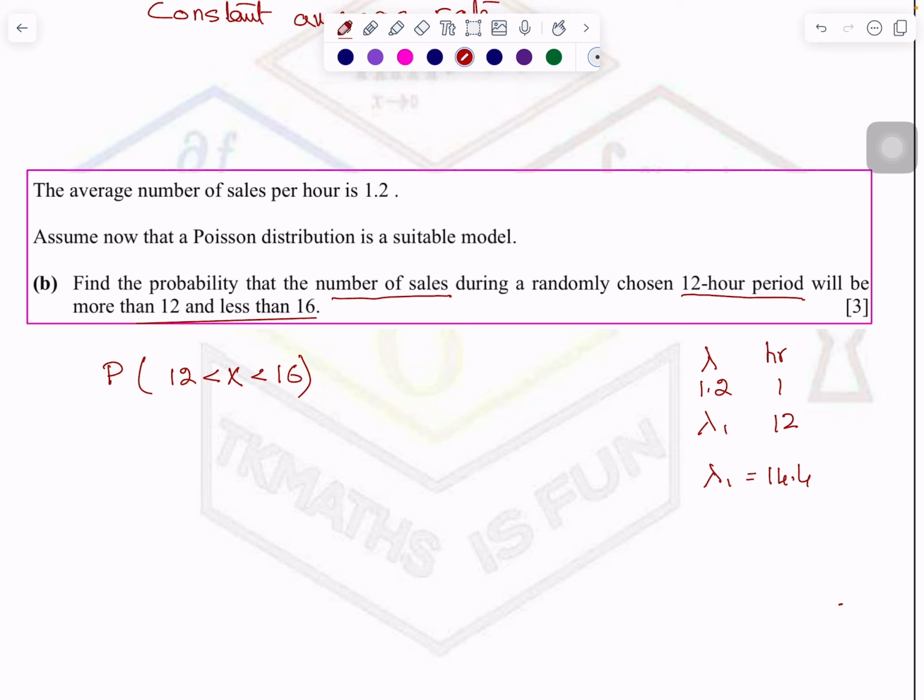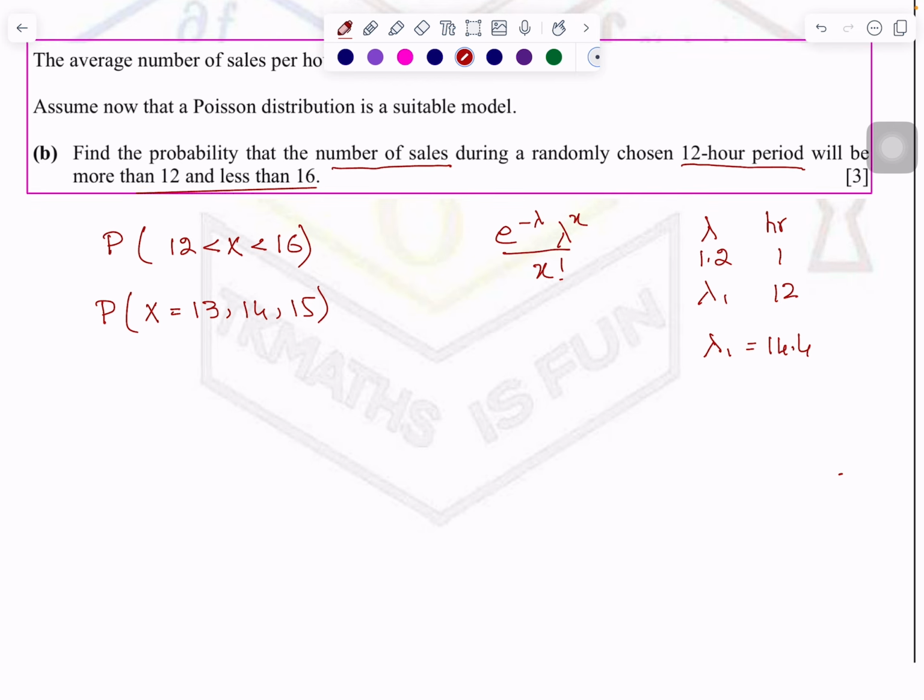So lambda is 14.4. And how will you calculate the probability? The formula you know, e to the power minus lambda, lambda to the power x over x factorial. This is the formula you use. Because there is no equal to sign here and here, you will not include 12 and 16. So it will be basically for x equals 13, 14 and 15. Now you just need to substitute in the formula. Your x will be 13, 14, 15, one by one, and lambda will be 14.4.